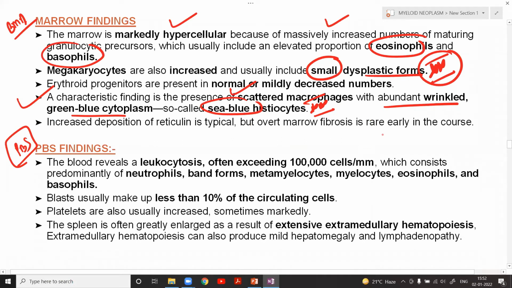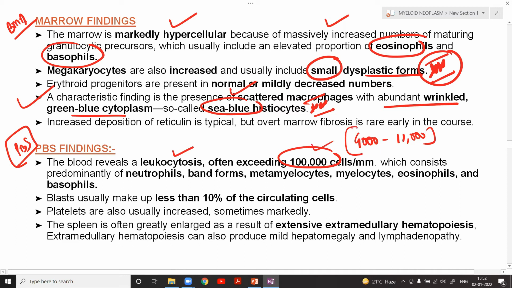So when you look at the blood picture, when you take the reading from the machine, often the total WBC count is very high. Often it is more than 1 lakh cells per cubic millimeter. Now you tell me, what is the normal WBC count? 4,000 to 11,000 cells. This is the normal count of WBC.